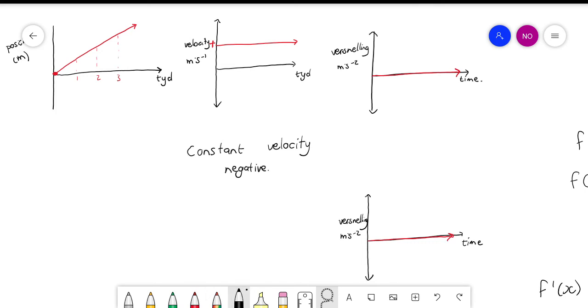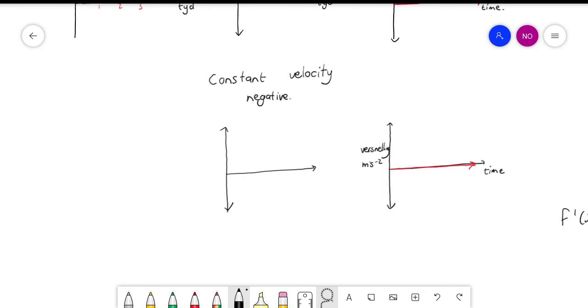Working back towards this one. Constant means it's not changing, meaning that it must be a horizontal line. Maar waar gaan hierdie horisontale lyn lê? Bo die as, op die as of onder die as? Onder die as. Hoekom onder die as? Because it's a negative value.